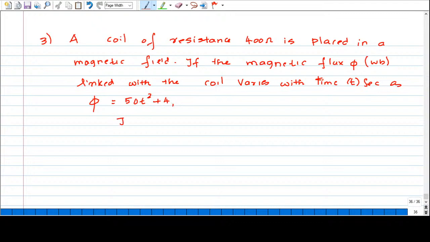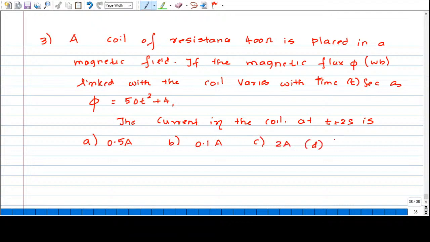The current in the coil at t is equal to 2 second is: option A is 0.5 ampere, option B is 0.1 ampere, option C is 2 ampere, option D is 1 ampere. This question has been asked in NEET 2012. I am expecting a model in this question because this particular question involves a differentiation we should know. Without knowing the differentiation, we cannot do this sum.